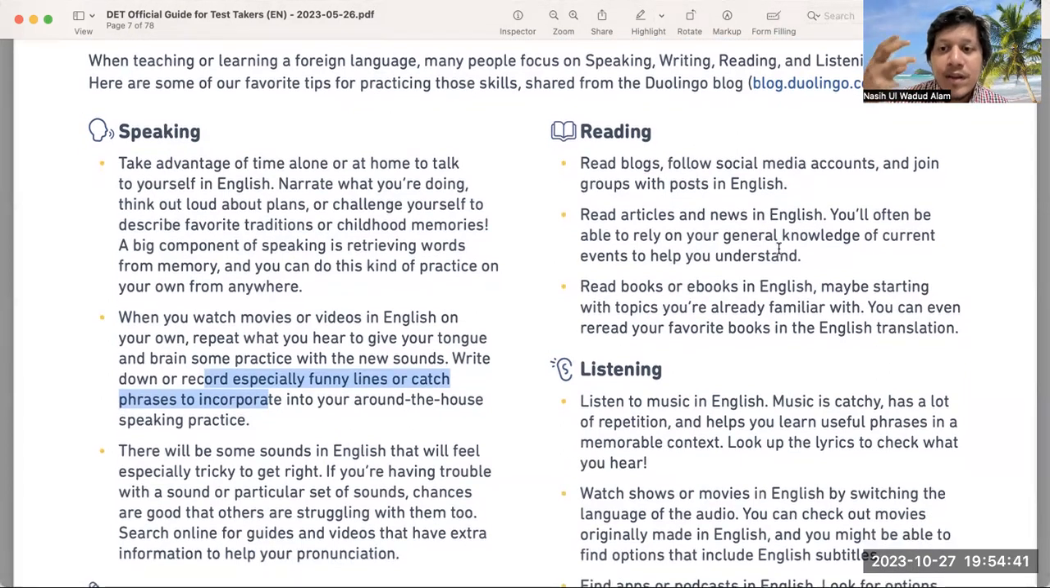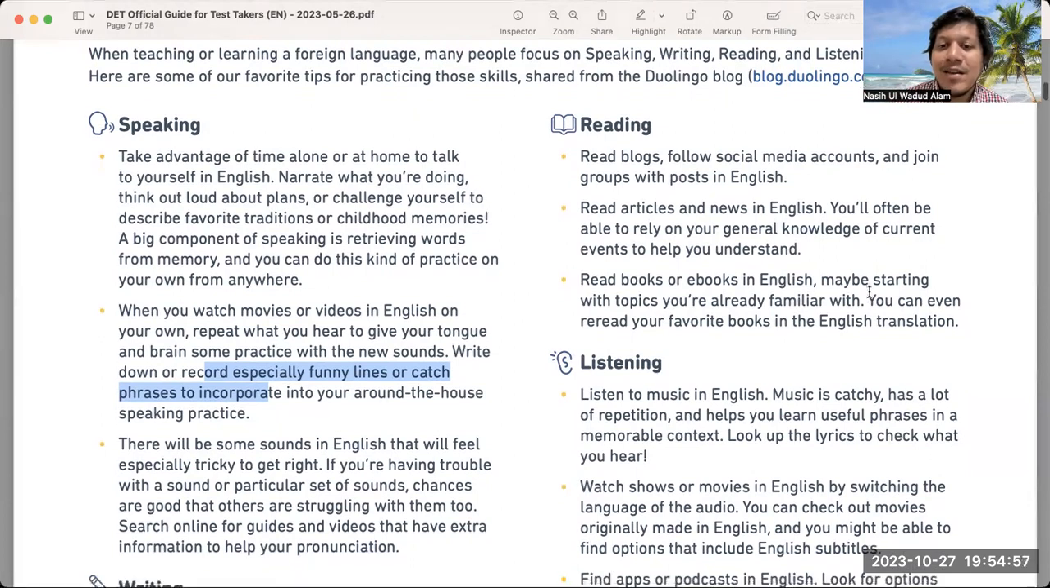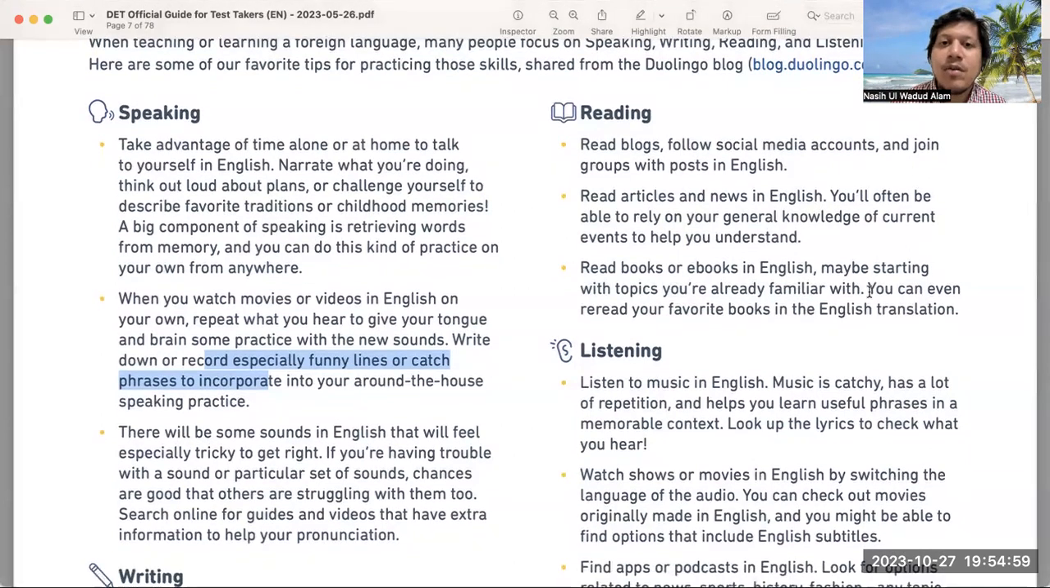Then use your general knowledge. Sometimes you don't have to learn every word. Use your general knowledge to read the news, to understand the news, and then read books or ebooks in English. Read books or ebooks with starting topics that you're familiar with.